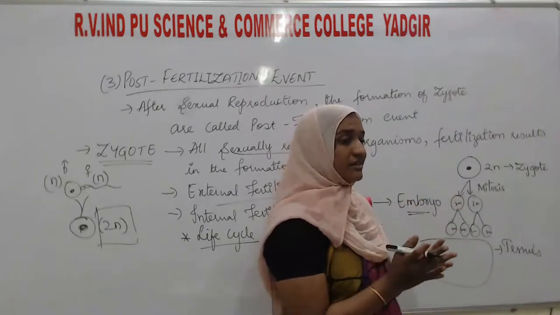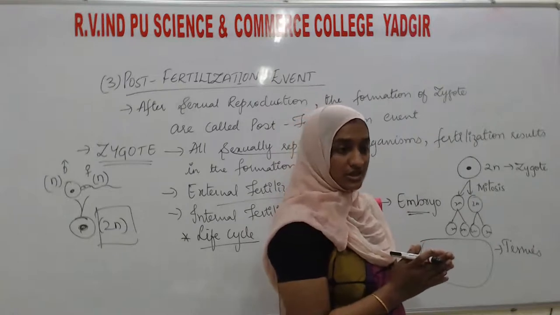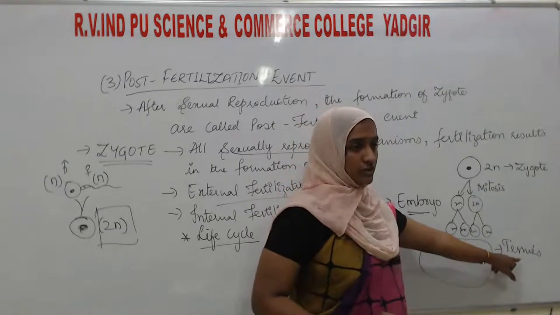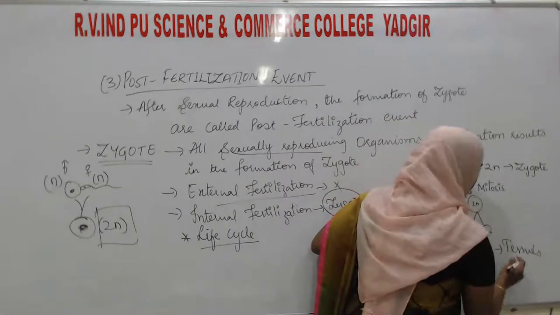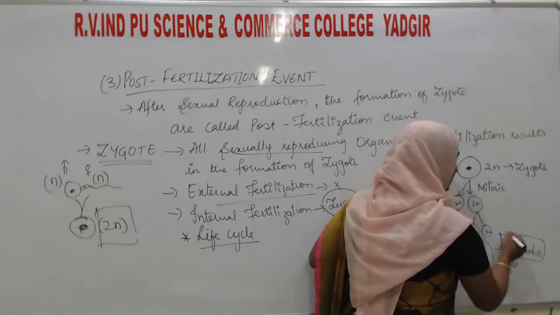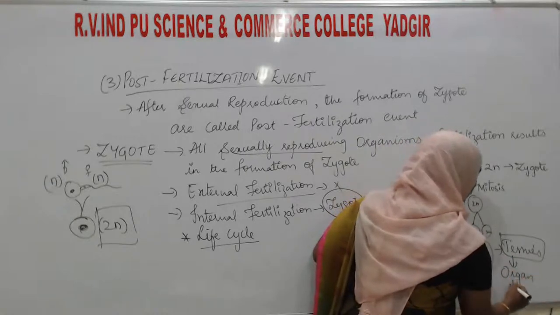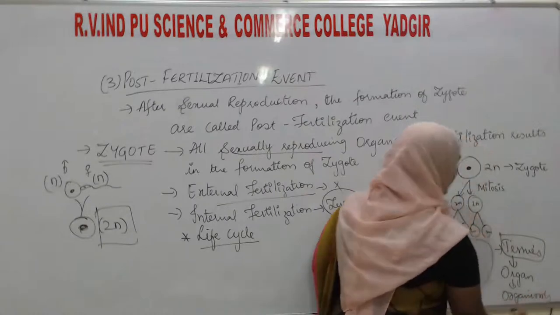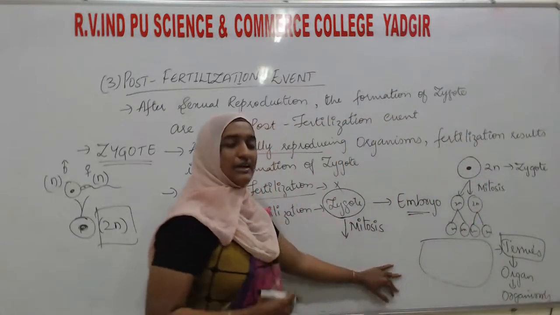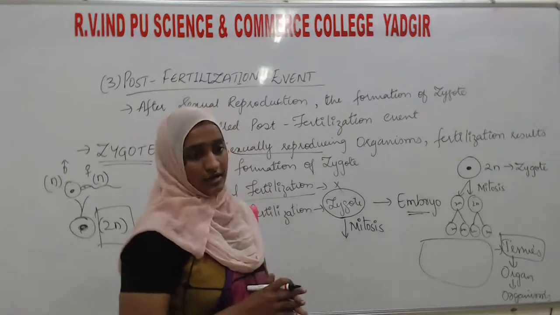If many cells are grouped together into a similar function and a similar structure, then a tissue is going to form. That group of tissue develops into the organ. Then from the organ, a new organism is going to form. In this way, in mammals, birds and reptiles, the life cycle is going to continue.